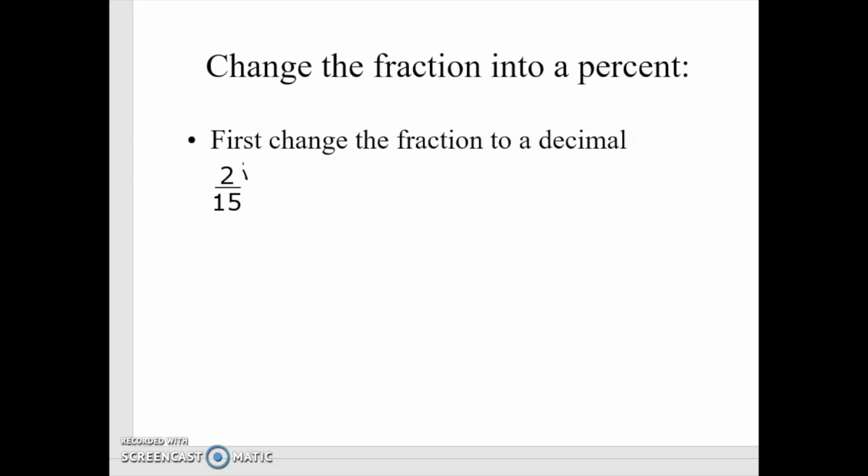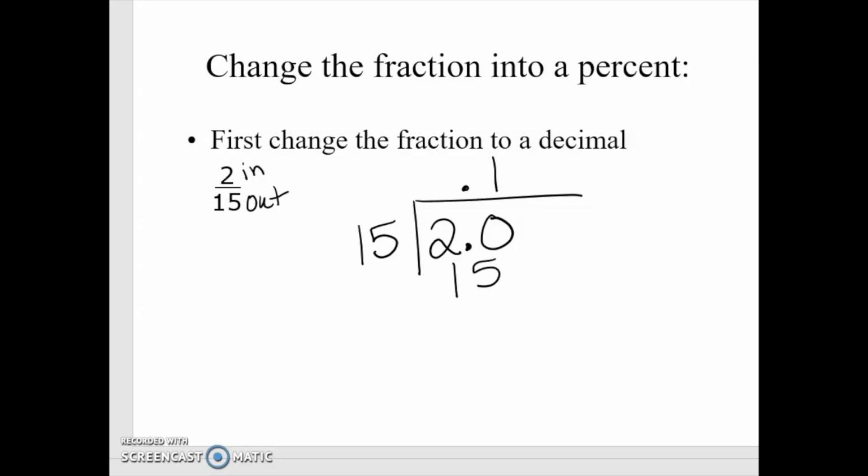So when we're setting up our long division, remember our numerator goes in, our denominator goes out. So 2 goes inside, 15 goes outside. And we add our decimal and we start dividing. 15 goes into 20 one time, which is 15. We subtract and get 5. We keep dividing. 15 goes into 50 3 times, which is 45. We subtract and get 5.